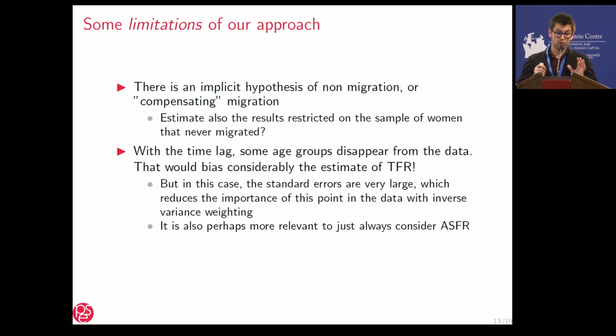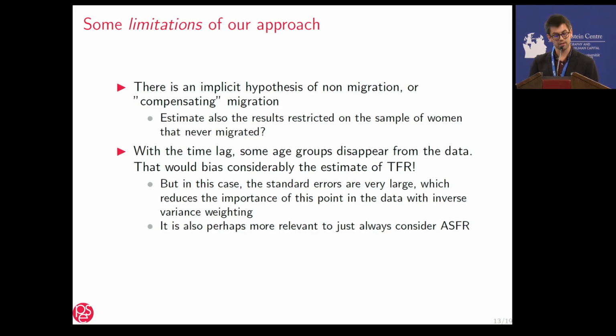Of course, there are some limitations. There is an implicit hypothesis of no migration or compensating migration effect on total fertility rates. Perhaps a way to tackle this would be to re-estimate the results restricted to the sample of women that never migrated. However, this sample of women that never migrated is also self-selected, so that wouldn't be a bulletproof way to tackle the issue.